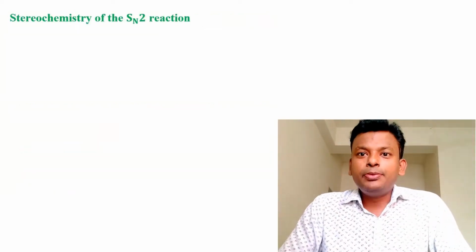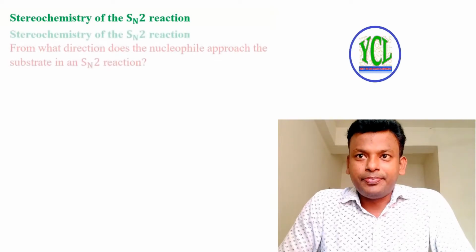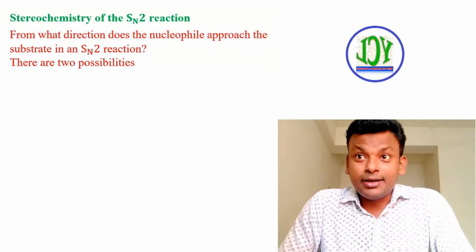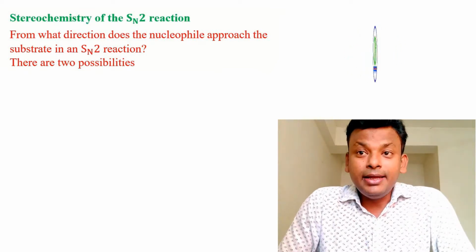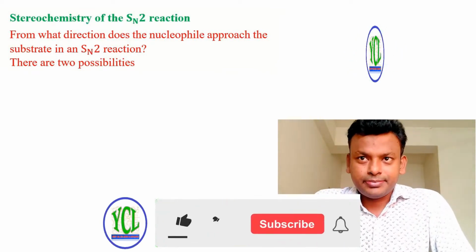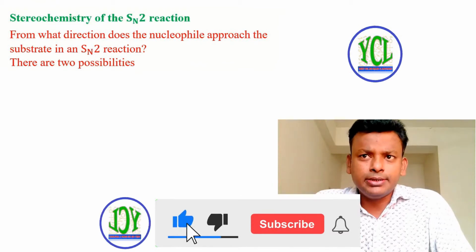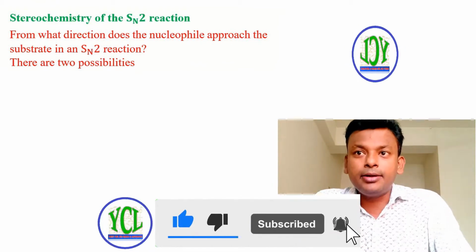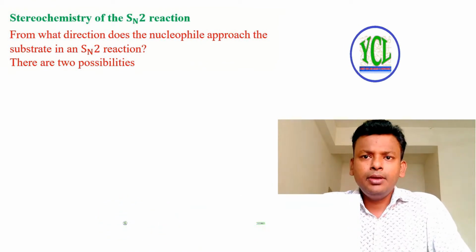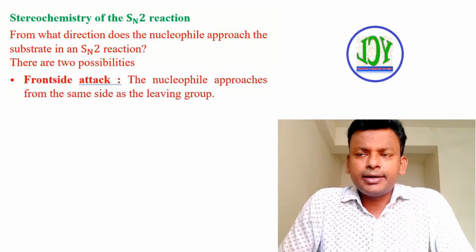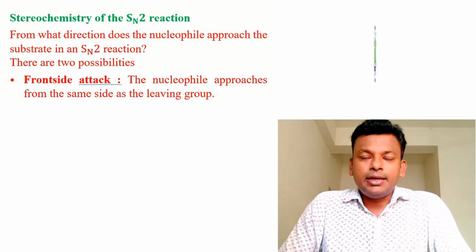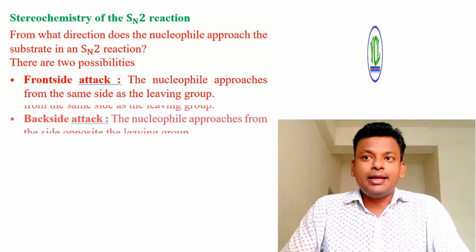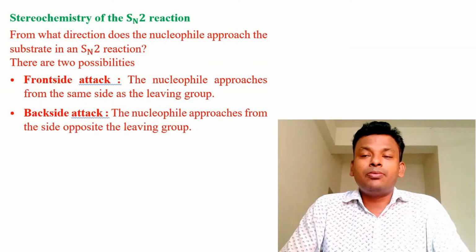And next point, stereochemistry of the SN2 reaction. From what direction does the nucleophile approach the substrate in an SN2 reaction? There are two possibilities, front side attack and back side attack. Front side attack: nucleophile approaches from the same side as the leaving group. Back side attack: nucleophile approaches from the side opposite the leaving group.